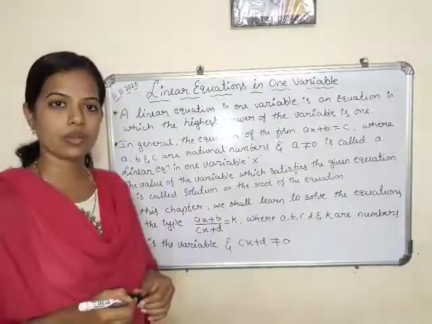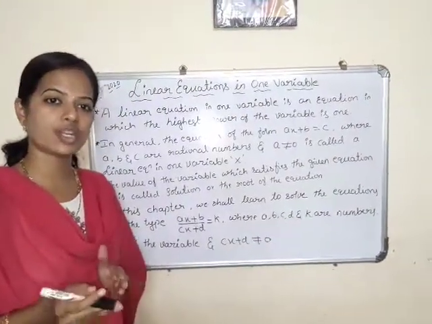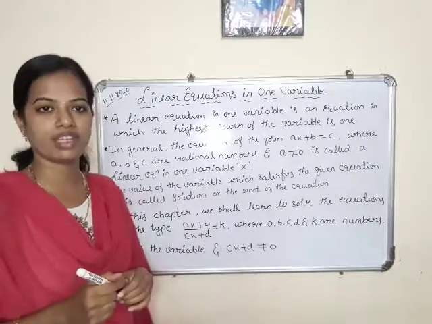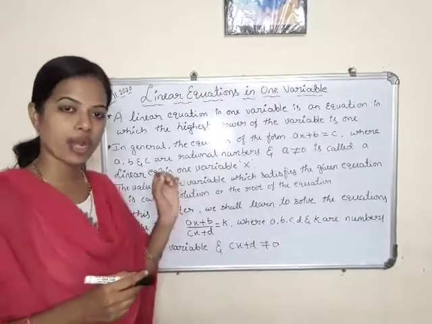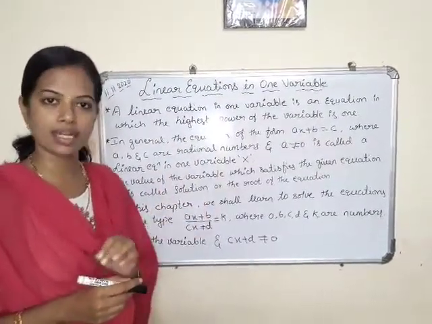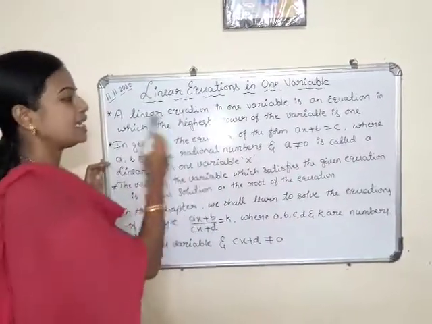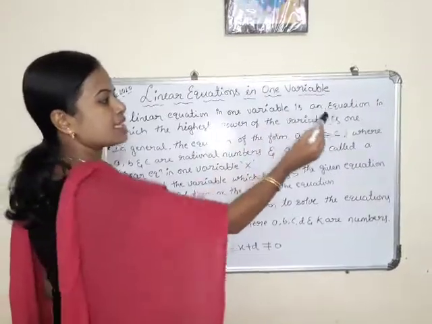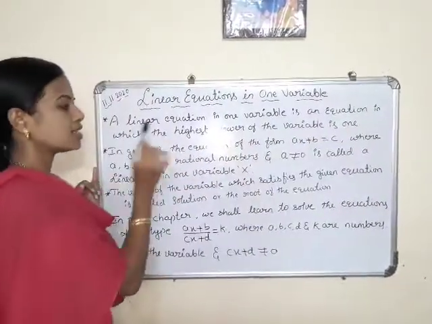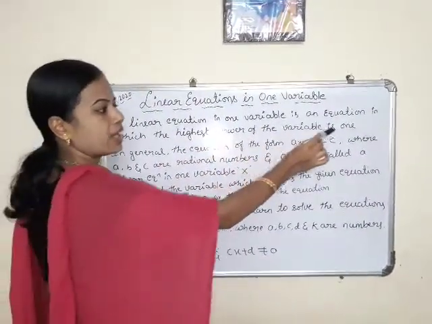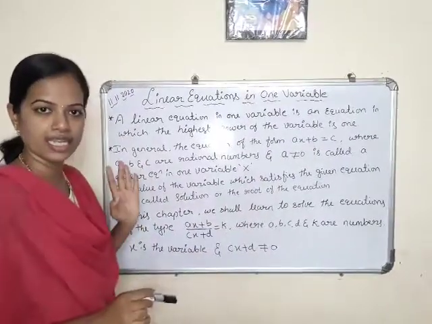In the previous video, we discussed the introduction to linear equations in one variable. Now some key points I wrote on the board, copy them in your classwork. First one is the definition of a linear equation. A linear equation in one variable is an equation in which the highest power of the variable is 1. This is the definition for a linear equation.